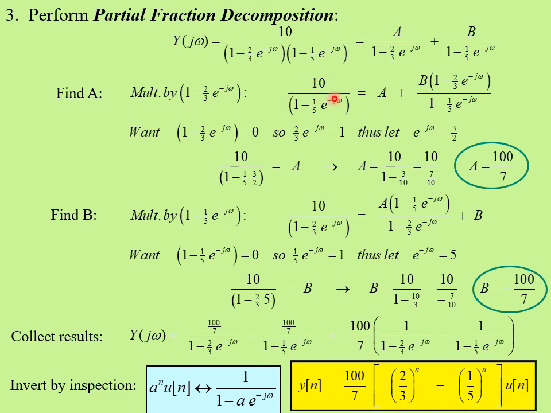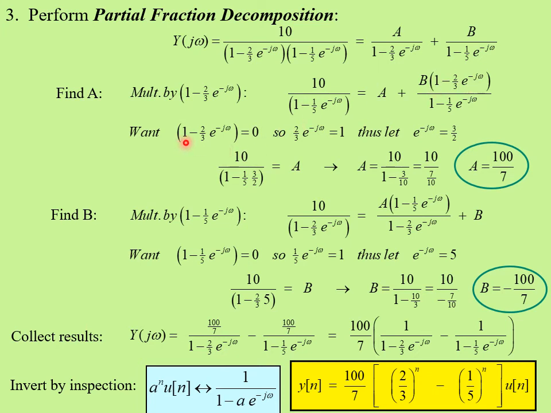So I have this on the left equals A all by itself, and then of course the B picks up this 1 minus 2/3 e to the minus j omega. So in order to solve for A, we have to make sure this second term goes to 0. So when does that happen? Well, it happens when this expression inside these parentheses goes to 0. So let's see what happens here.